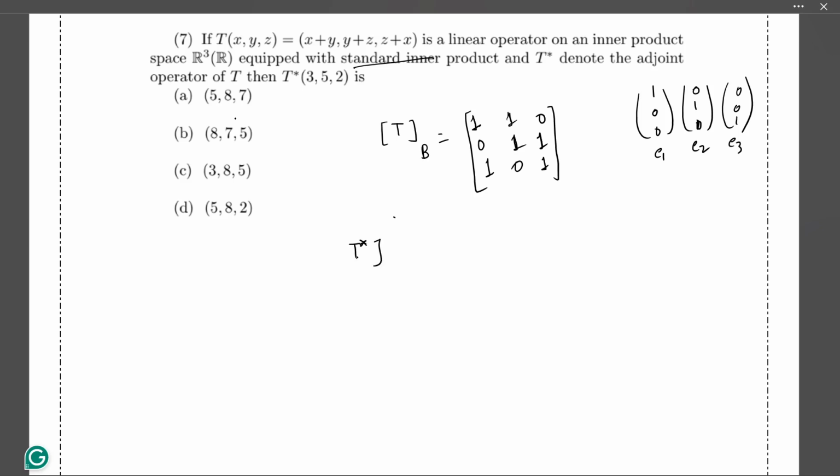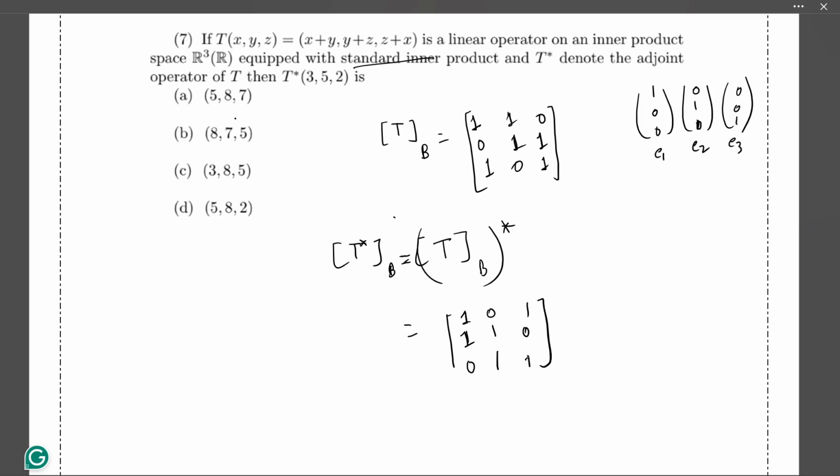So what about T star then? I just solved a similar question where I wrote T of B and then take the conjugate of it. Means conjugate and transpose. So let's do one by one. First, let's do transpose. First row becomes first column: 0 1 1 1 0 1. Last row becomes last column. Now, what about conjugate? Because this is a real matrix, the complex conjugate is itself. So this is your T star.